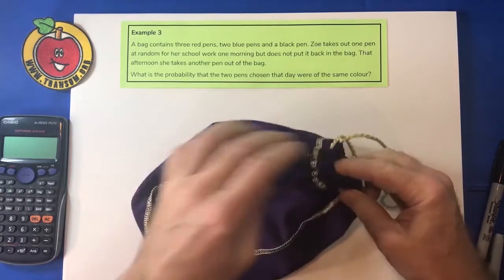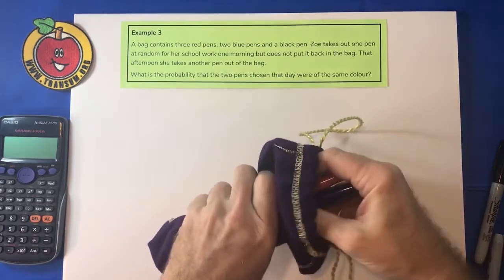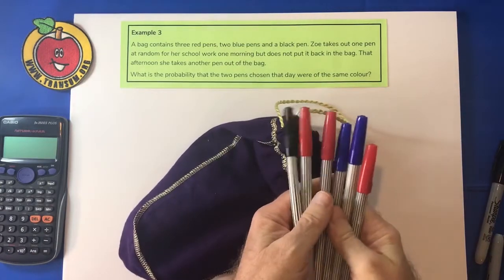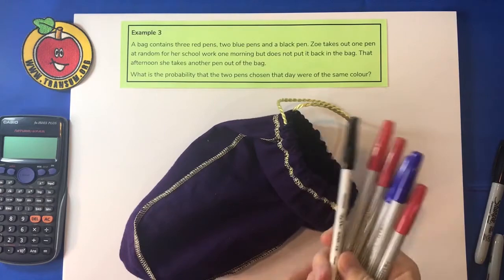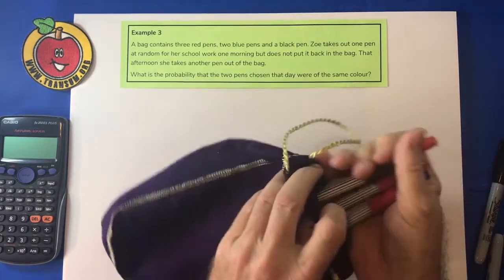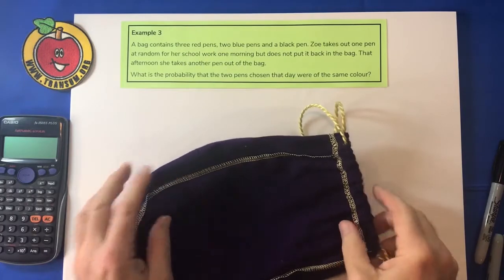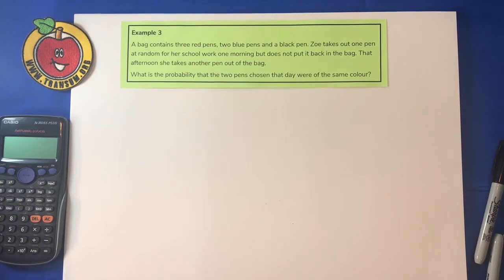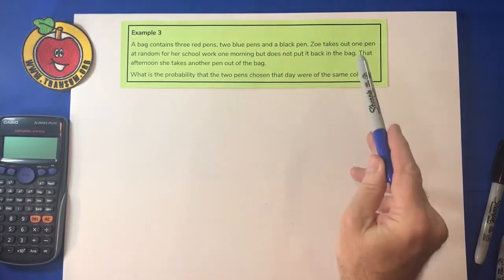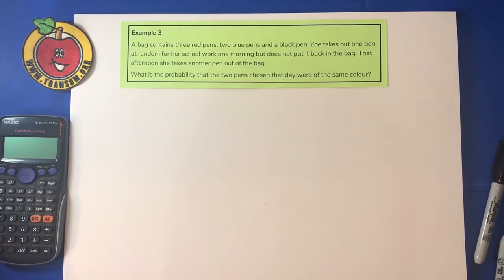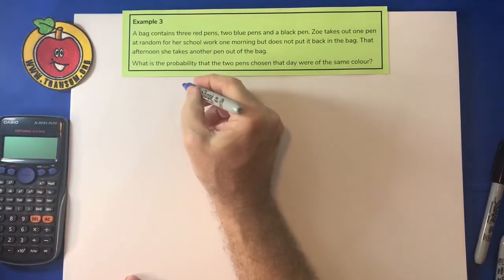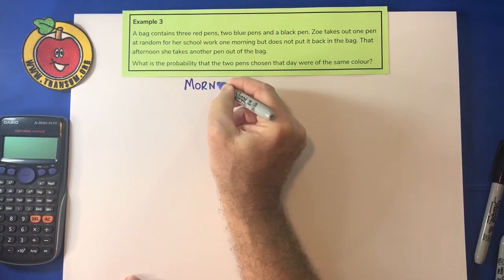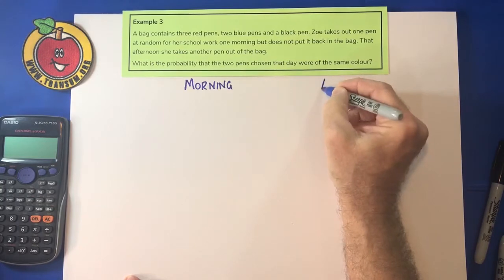So here's the bag, and let's have a look inside. Here are the pens. So there are 3 red, 2 blue, and 1 black. So I think we need to represent the situation as a tree diagram. Surprise, surprise. Okay, let me think. One thing happened in the morning and the other in the afternoon. So I'm going to have one stage of my tree diagram for the morning and one for the afternoon.